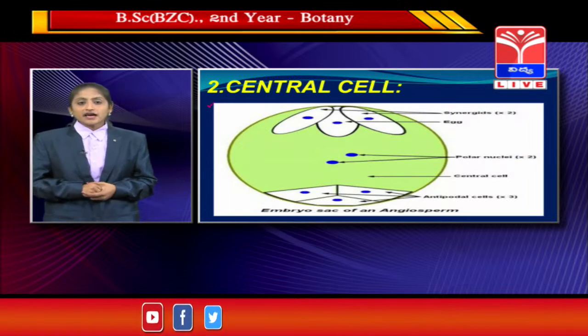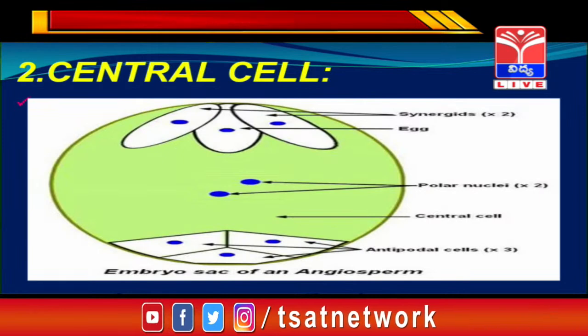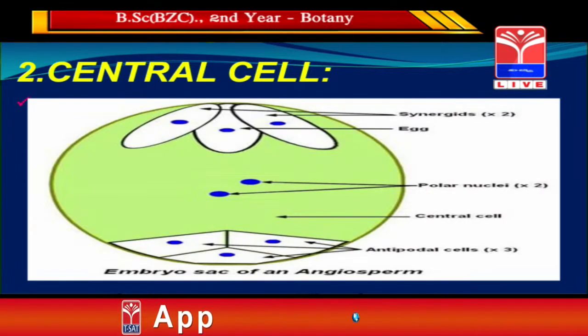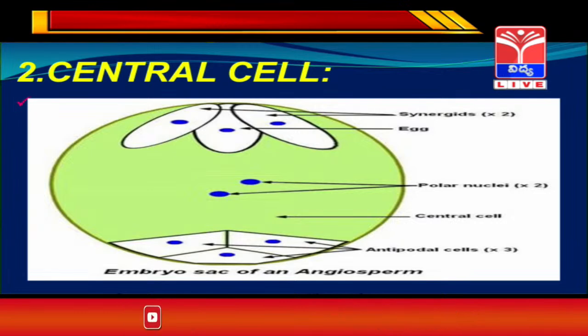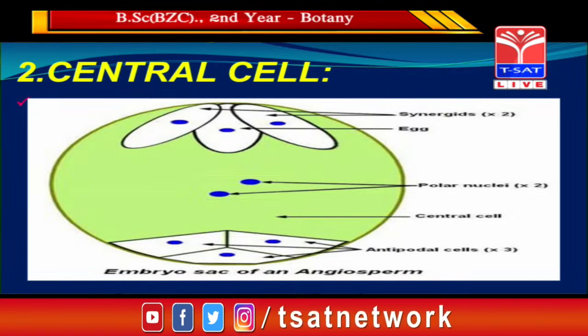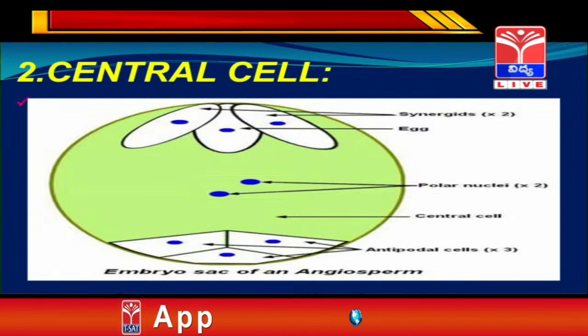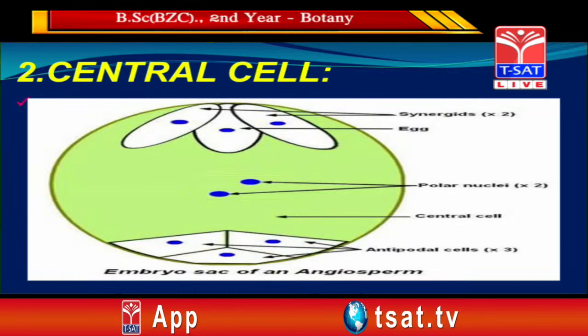Next, we will observe the central cell in the diagram. The central cell is present in the middle of the embryo sac. Here the polar nuclei are present in the middle of the embryo sac. One comes from the micropylar end and another comes from the chalazal end. These 2 are called polar nuclei and they fuse to form the 2n secondary nucleus, because one is haploid and the other is haploid, forming a diploid stage. So it is called the 2n secondary nucleus.